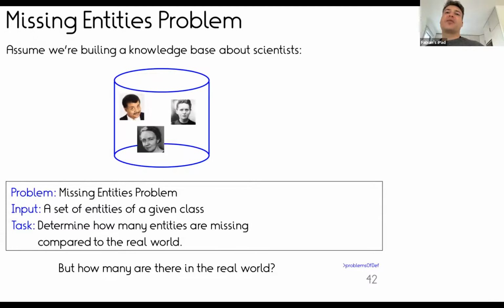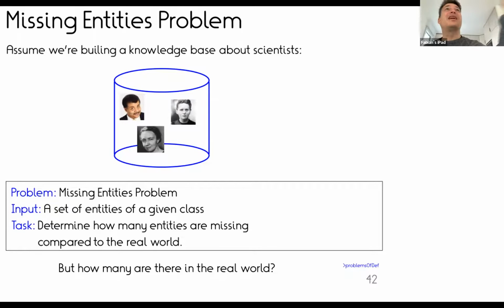And the missing entities problem is, given a set of entities of a given class, determine how many entities are missing compared to the real world. This raises the question of how many are there in the real world in the first place. And so how many scientists are there in the world? And that is in itself a difficult problem, because what is a scientist? Everybody with a doctorate degree is a scientist. Anybody who has published a paper is a scientist. So that's a problem by itself. That's a philosophical problem. We have an entire paper about these philosophical problems.